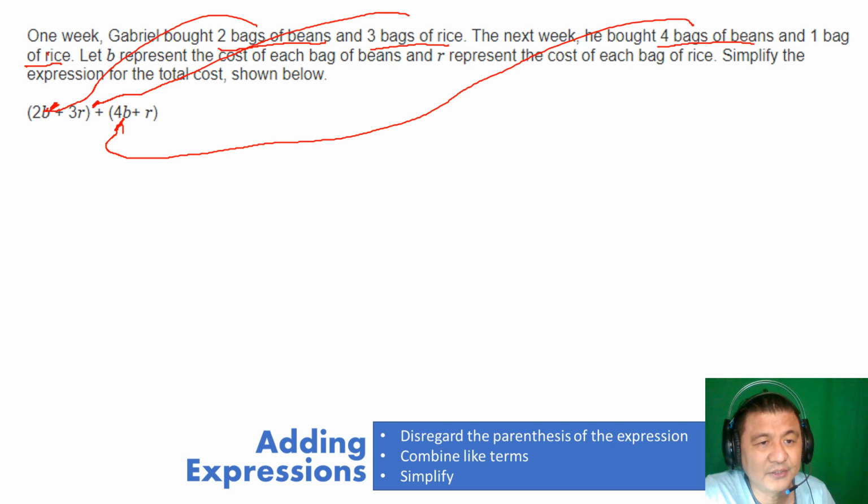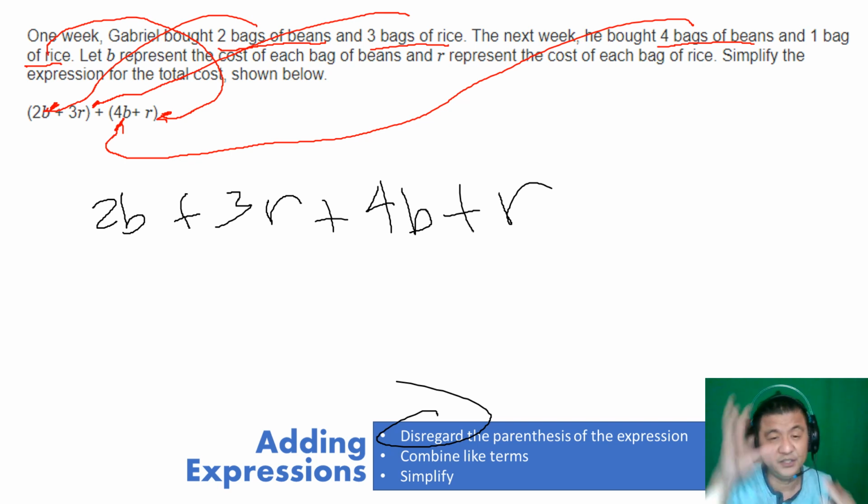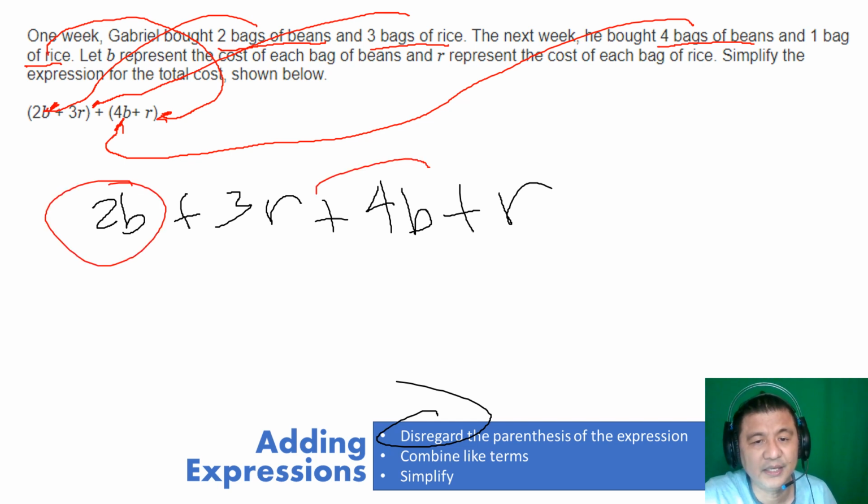R, 1 bag. You don't need to write the one. Just simply write the letter R. Okay. Since this is addition, again, in addition, disregard the parentheses. So 2B plus 3R plus 4B plus R. Remember your associative property, you can pick whatever you want to add. So let's combine the like terms, the 2B and the 4B. That becomes 6B.